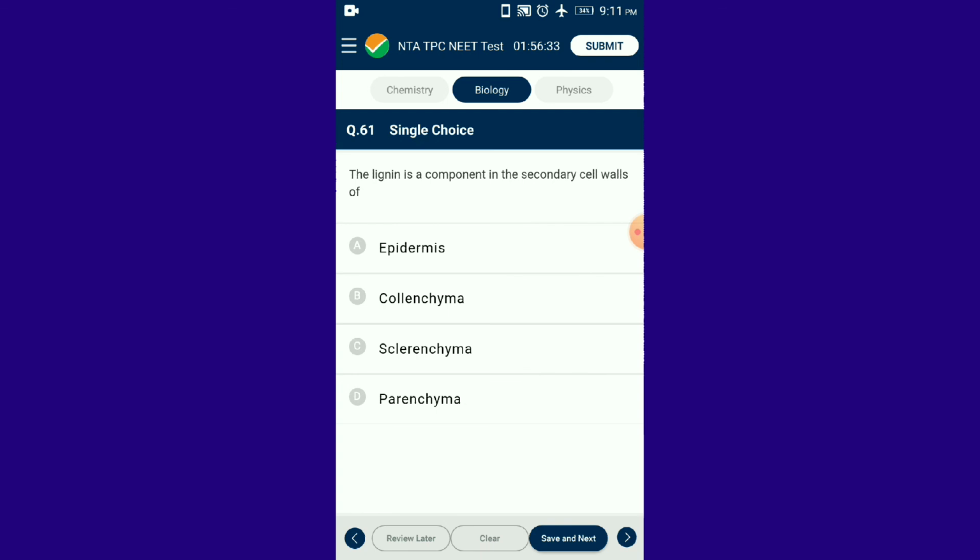Question number 61. Lignin is a component in the secondary cell wall of sclerenchyma. Sclerenchyma cells have characteristic deposition of lignin in their secondary cell wall.